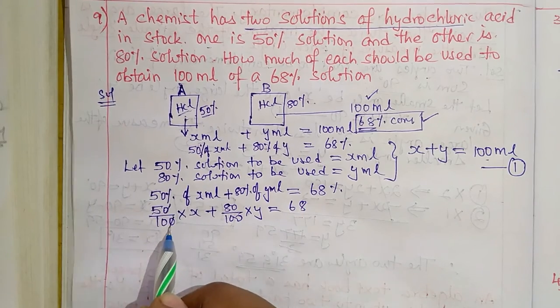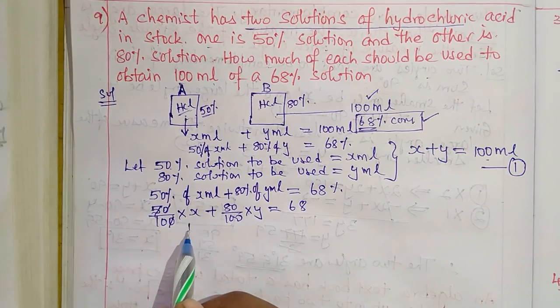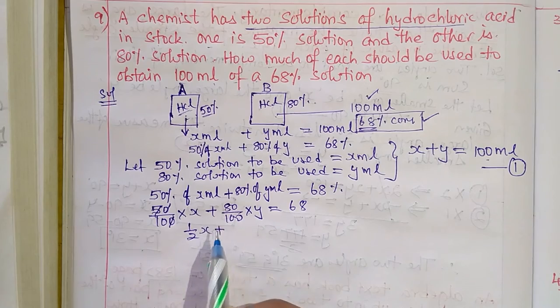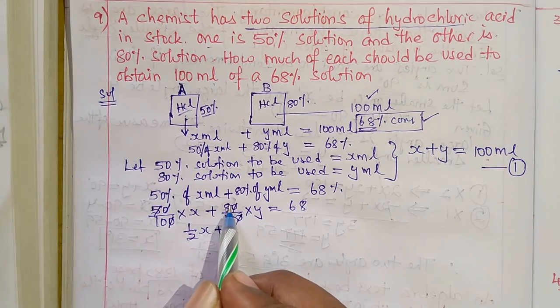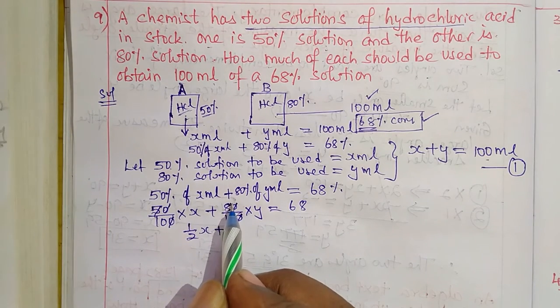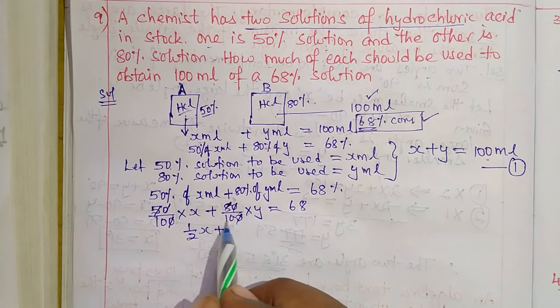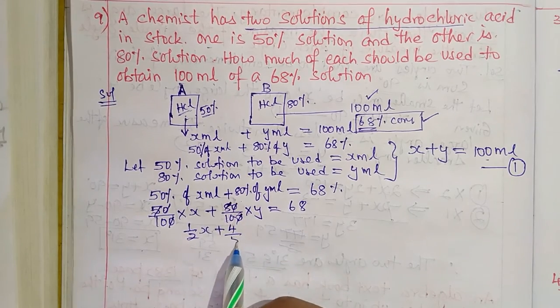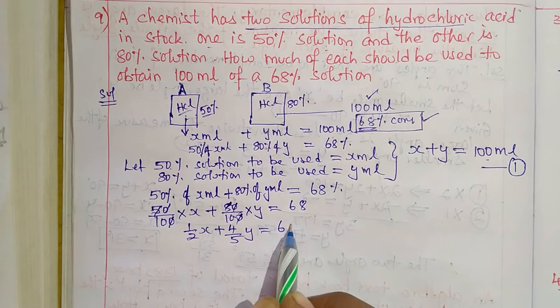So if I simplify, what will I get? 1 by 2X plus 0, the 0 cancels. 4 2s are 8, 2 5s are 10. This is 4 by 5Y equals 68.